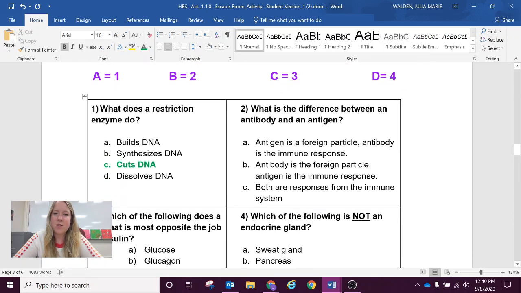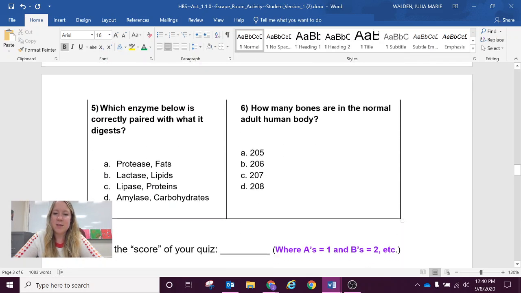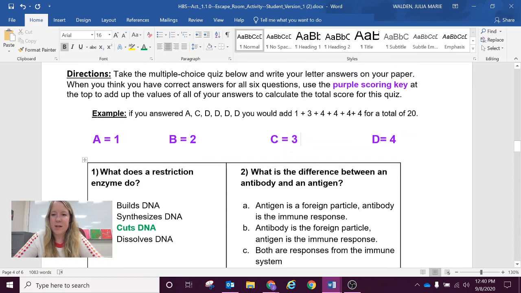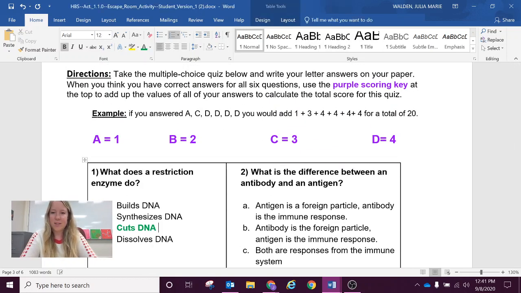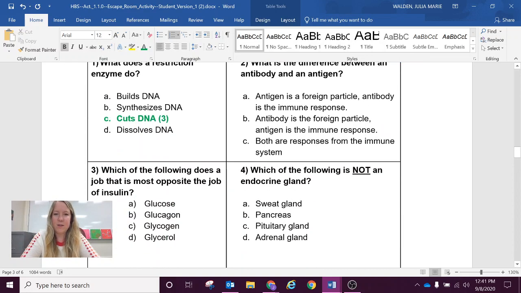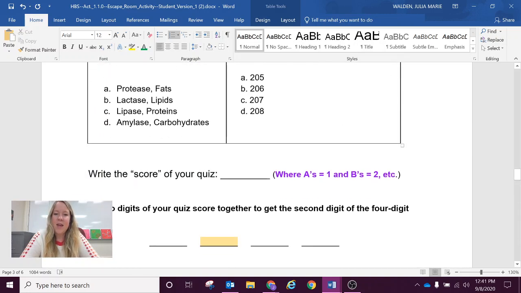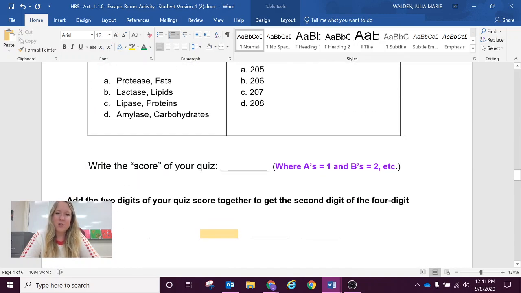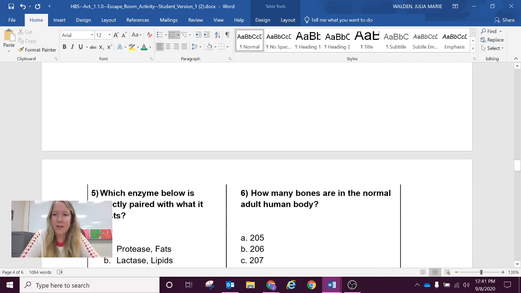And then whatever you answer for questions 2 through 6, you're going to also write down how many points they're worth. Okay, so cuts DNA is worth 3 points. Whatever you get for this one, if you choose A, it's going to be worth 1 point. If you choose B, it's going to be worth 2 points, etc. You're going to add those 6 scores together. Or 6, I guess, answers together, whatever you want to say.